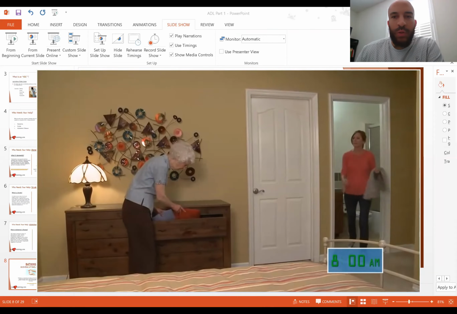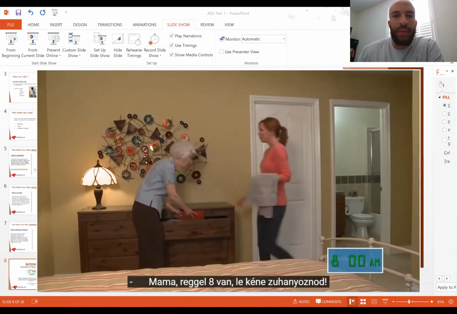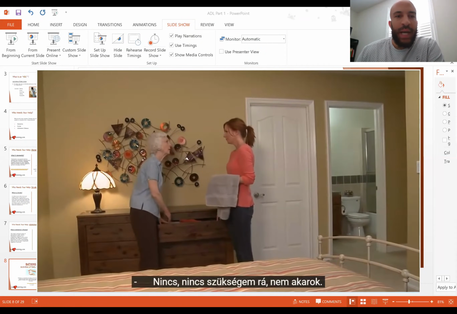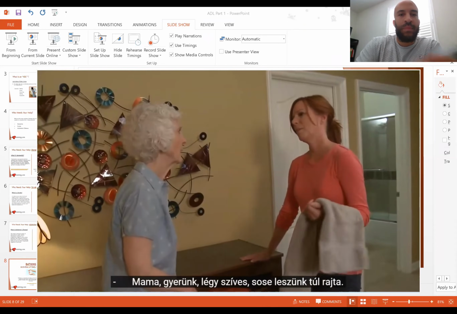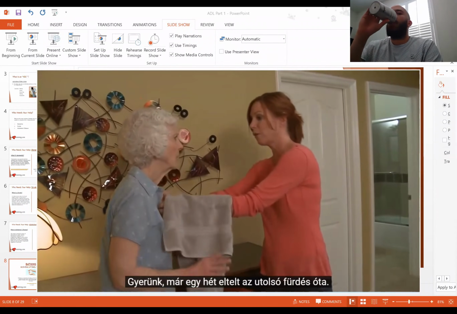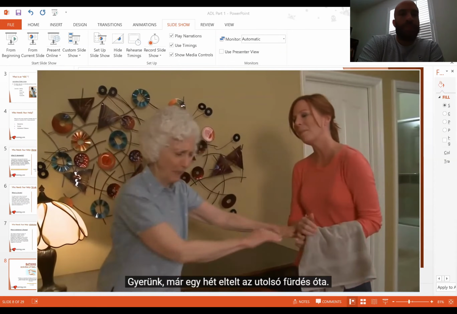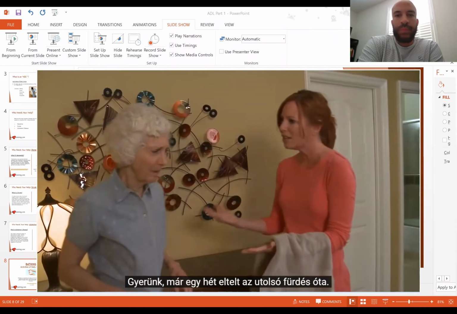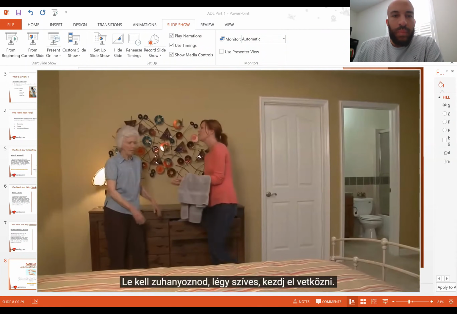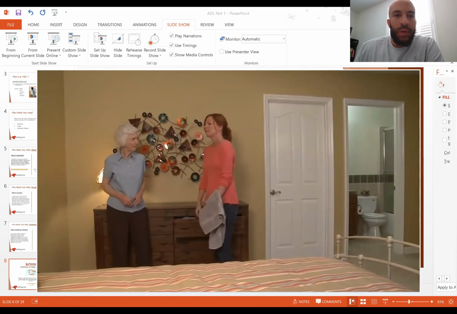So notice we're turning on the water. She already got the water ready. Mom, it's time for your shower. She has a towel. I don't want one. Mom, come on, please. We've gone over this over and over. No, leave me alone. Don't touch. Come on. It's been a week since your last one. You need one. Please get undressed.